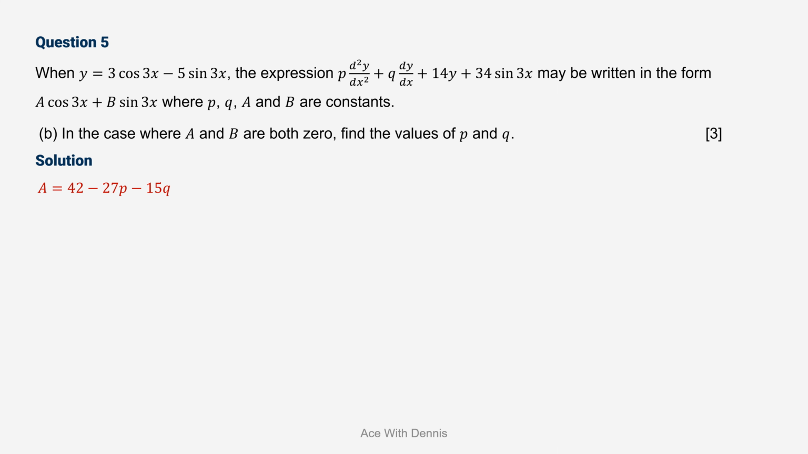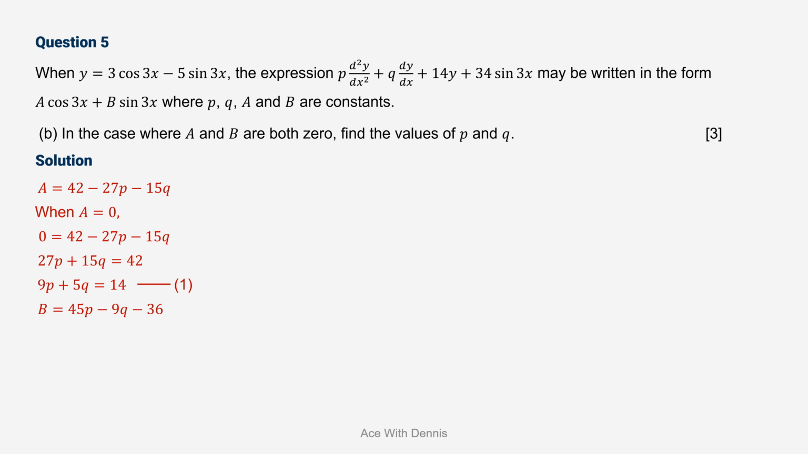We start with the equation of a equals 42 minus 27p minus 15q. Since a is 0, then the equation becomes 0 equals 42 minus 27p minus 15q. So we rearrange this equation so that we can do simultaneous equations easier later. So it becomes 27p plus 15q equals 42. Next, we divide by 3 for both sides. We'll have 9p plus 5q equals 14. So this will be our first equation.